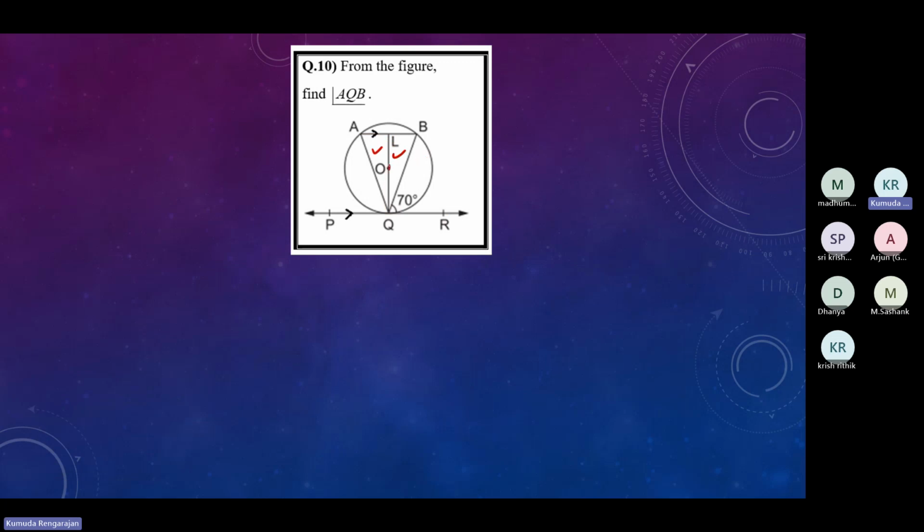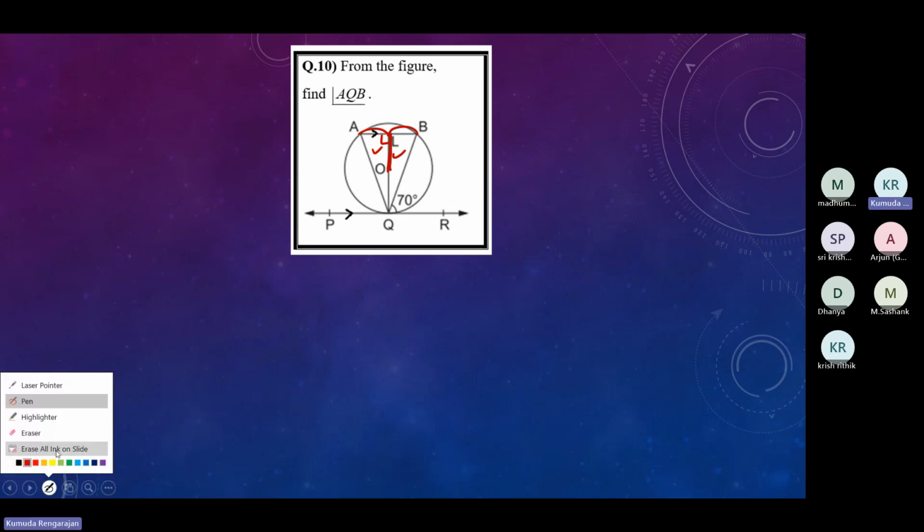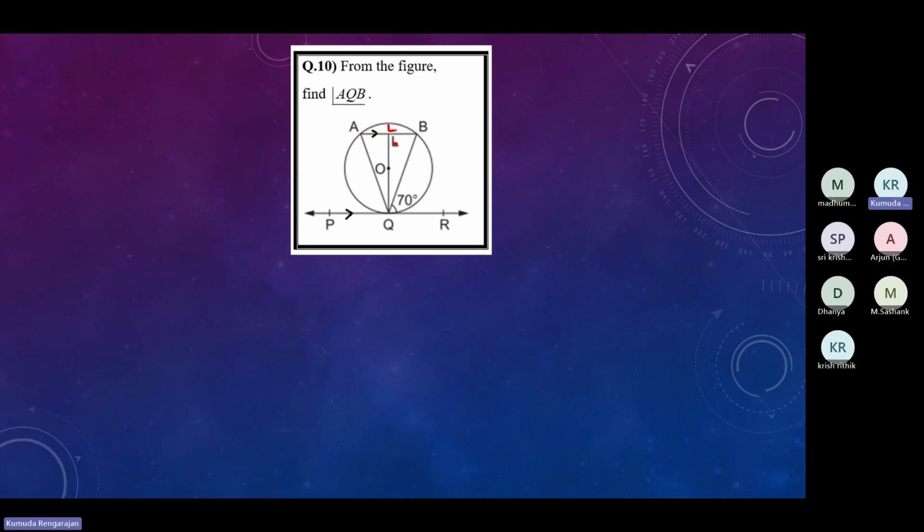And also perpendicular OL from the center to the chord bisects the chord. AB is the chord. OL is the perpendicular from the center to the chord. So it bisects the chord. So AL is equal to BL. This L, this one. AL is equal to BL.